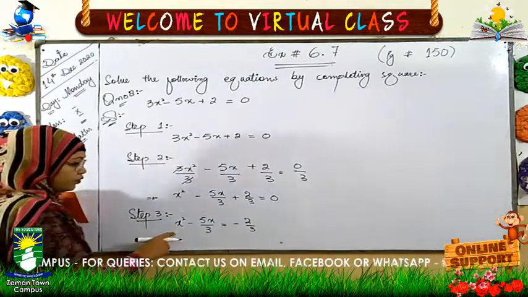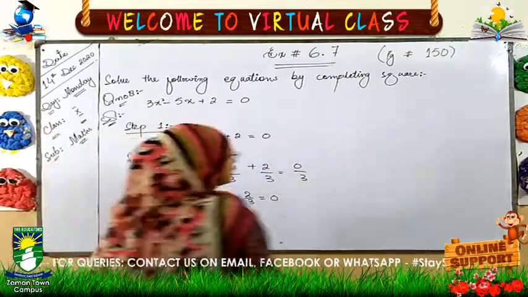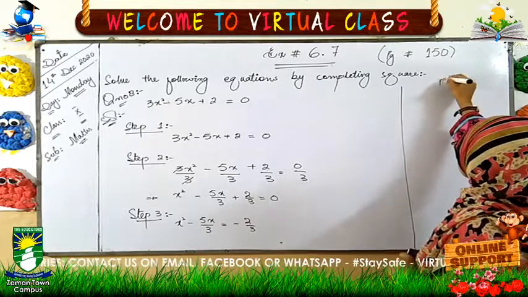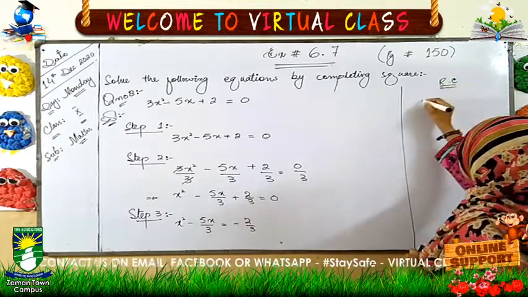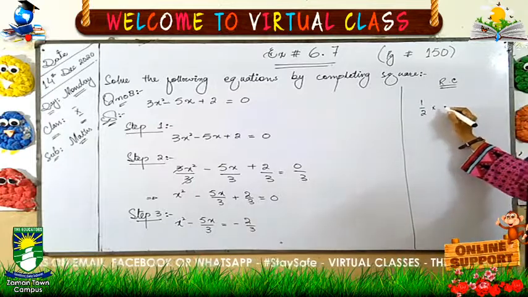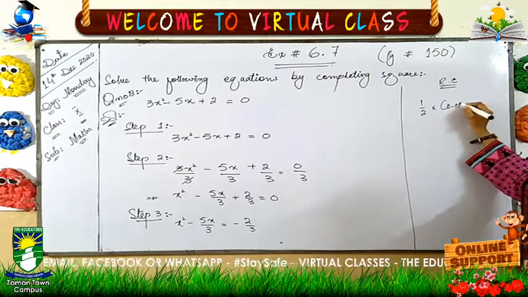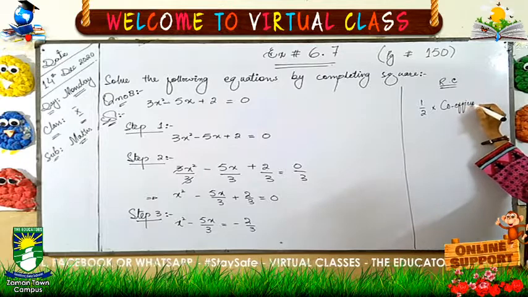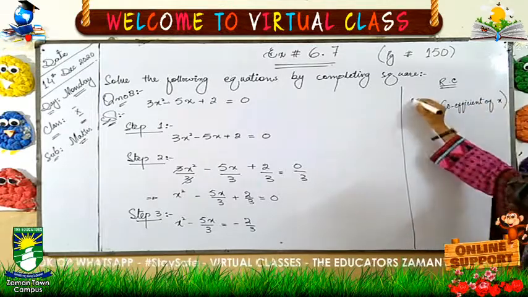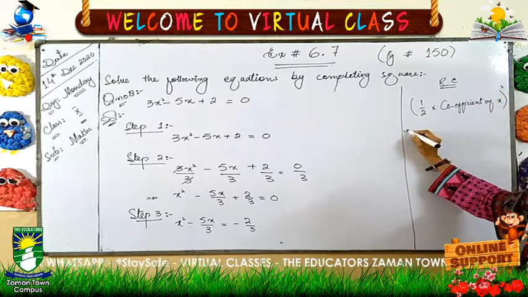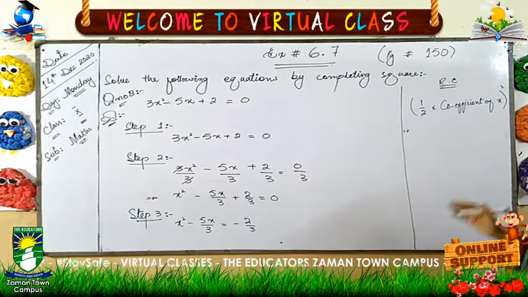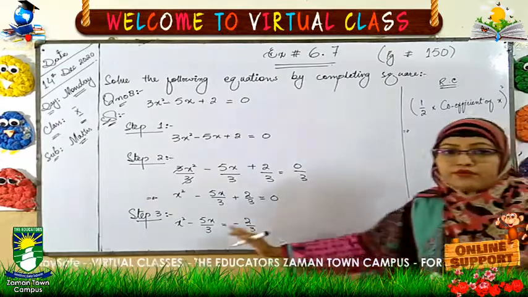Now what do we have to do? We have to do the rough column. In the rough column, we were taking 1 upon 2 into the coefficient of x, and taking its square. We have to find out this value, and after finding this value, in step 4 we have to add that value to both sides of equality.